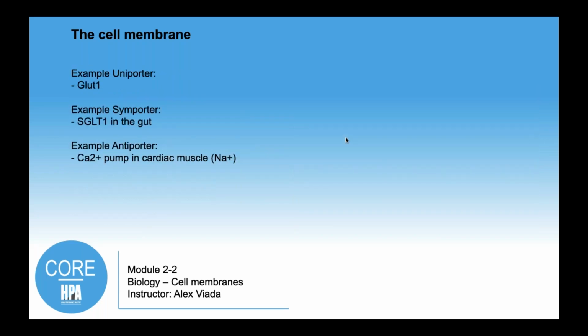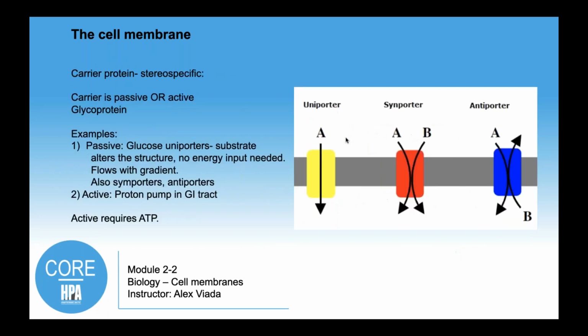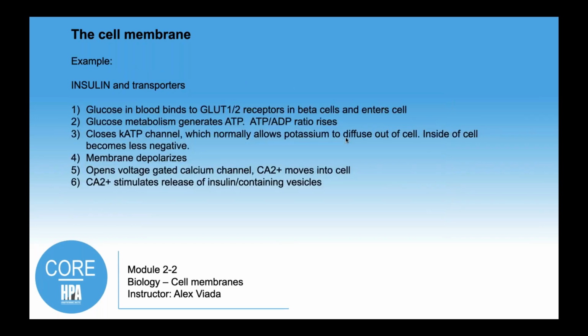Now, if you'll remember, GLUT1 is a uniporter. It is a passive uniporter. Okay, so no energy required to get those glucose molecules into the beta cell. So here's your beta cell in the pancreas, and glucose floats by in the blood and gets pulled in by these specific receptors. Okay, cool.